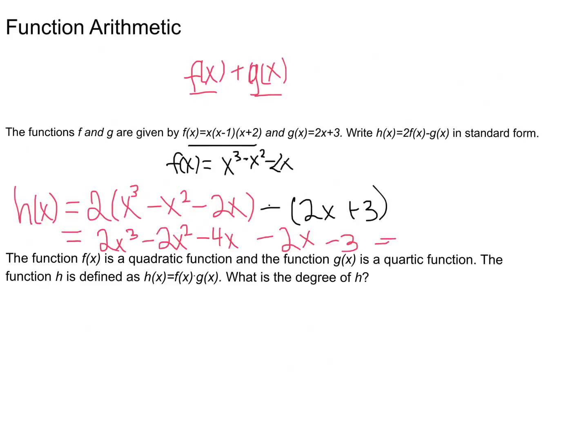And I can just collect my like terms. I'll have 2x cubed. I have a negative 2x squared. Then negative 4x minus 2x is going to be negative 6x minus 3. And that's h of x. All right?